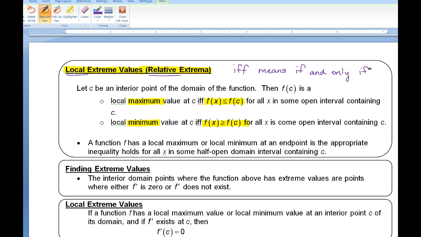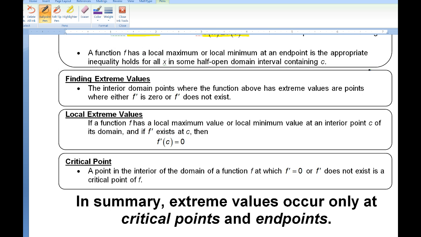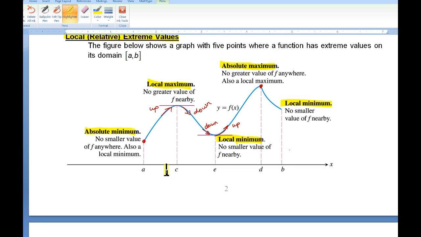Science and chem terms too. Okay, so we need to get through this. Finding extreme values. So one of the things I want you to look at, I'll scroll back to this previous picture.